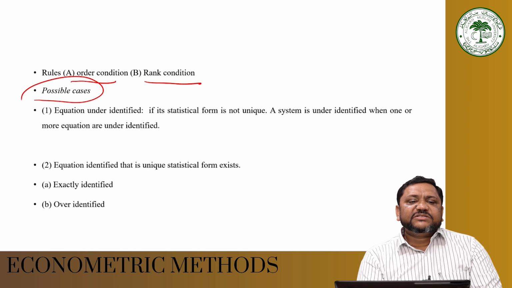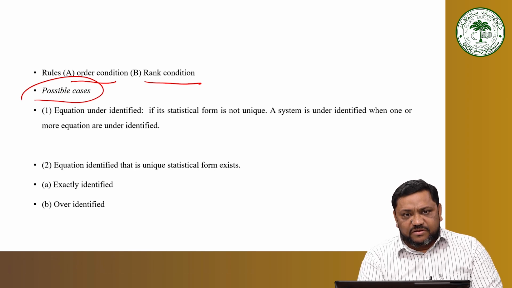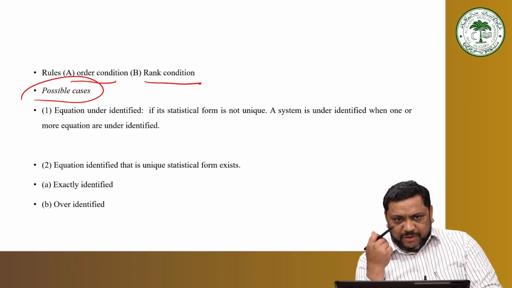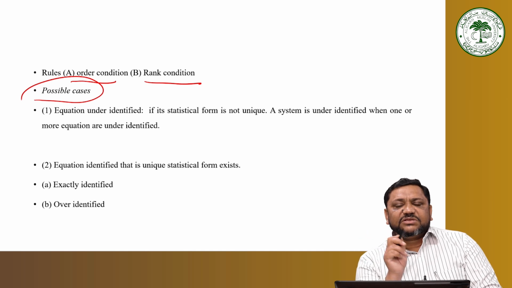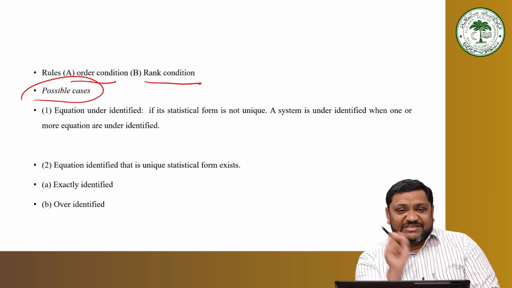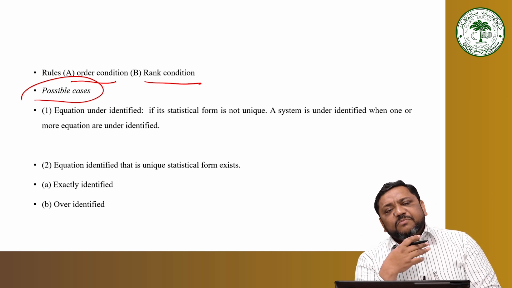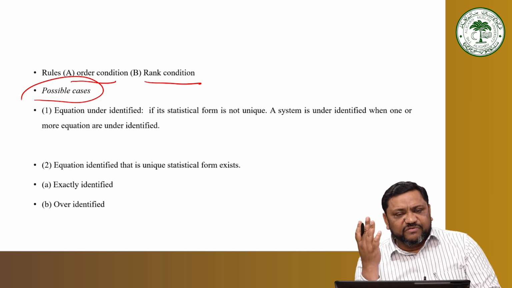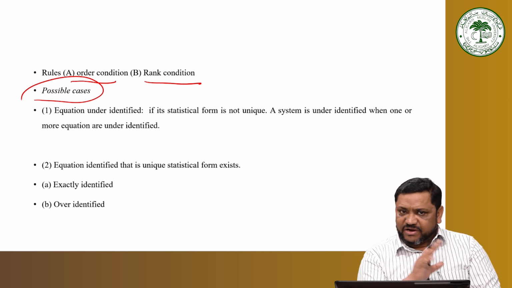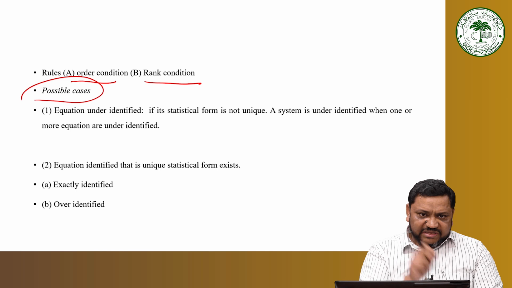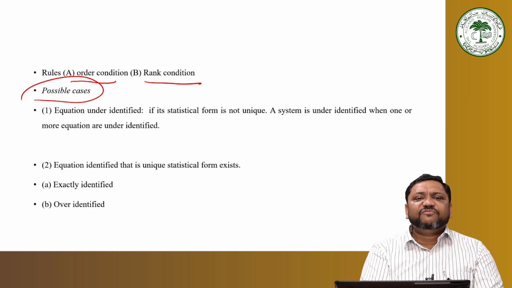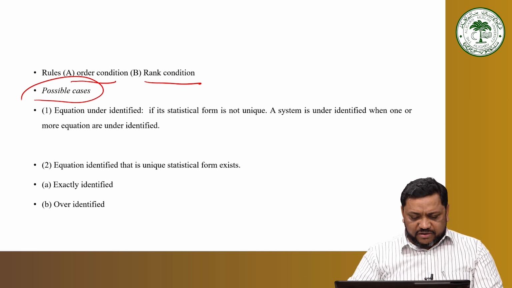The second case is where the equation is identified. Here there are two sub cases. The equation or the system of equations can be exactly identified, or it can be over identified. Both the cases it could be. It could be exactly identified, or it could be over identified.